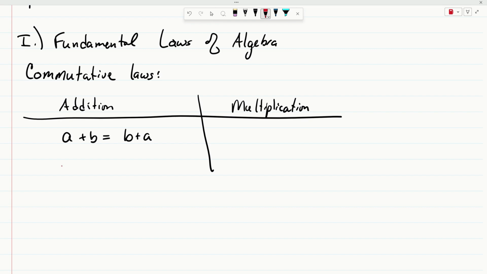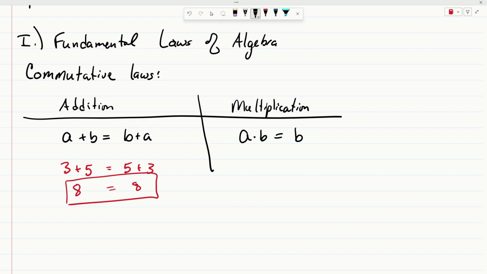So underneath in red, how about 3 plus 5? Well, that's going to be 8. But what if you reverse the order, 5 plus 3? Well, you still get 8. So that's perfect. Here's our law. Nice little example. Same thing with multiplication. A times b is equal to b times a. So we're going to use the same numbers. 3 times 5, well, that's going to be 15. And if I reverse the order, 5 times 3 is still 15. So there are the commutative laws.